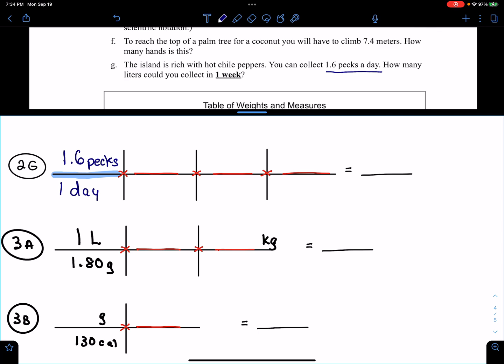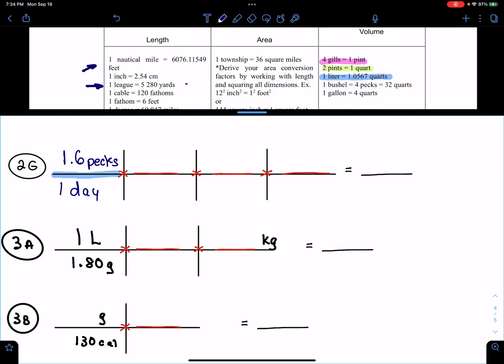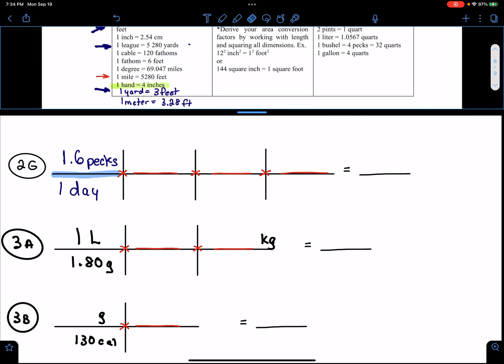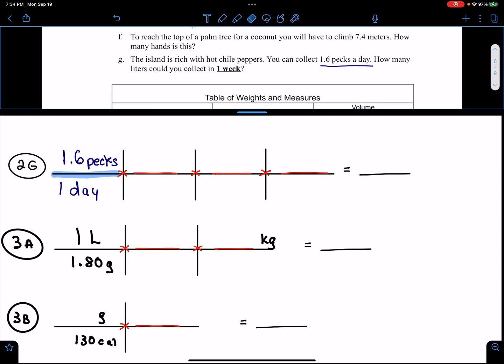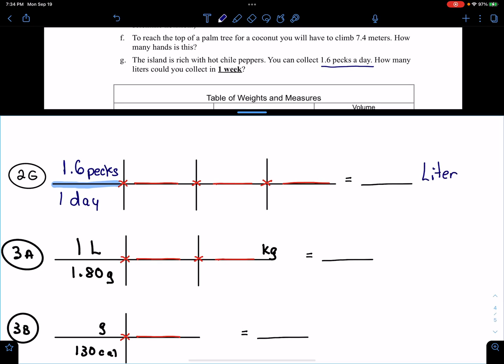This is why we want to use this bookshelf method, because it's going to make things so much easier. It's going to force you to put everything in the numerator and denominator properly. All right. Now, we need to change that to, I got ahead of myself. We need to change it to how many liters can you collect in 1 week. So you're going to have liters per week. Now you're going to have two things that you're going to have to convert with this.